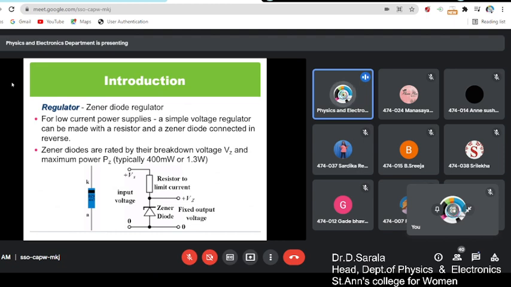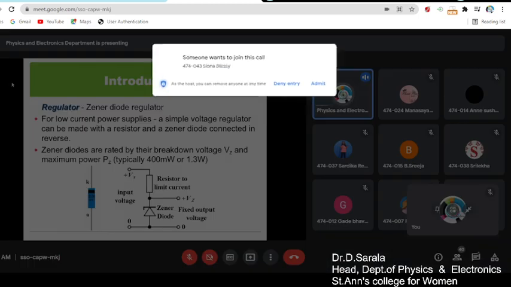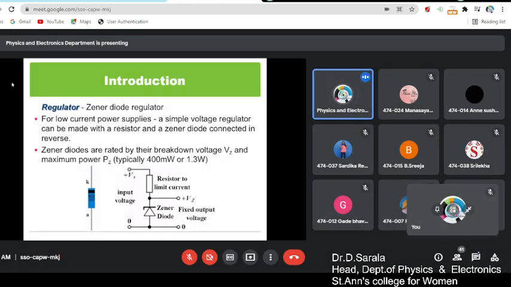The zener diodes are rated by their breakdown voltage. What is a breakdown voltage? A breakdown voltage is the one beyond which, when you draw the VI characteristics and as you vary voltage, current increases. At a point which is called breakdown voltage, there is an avalanche breakdown, a sudden surge of electrons is raised and current shoots up. That voltage is called zener voltage. So beyond that, any change in the voltage, there won't be any change in the current.